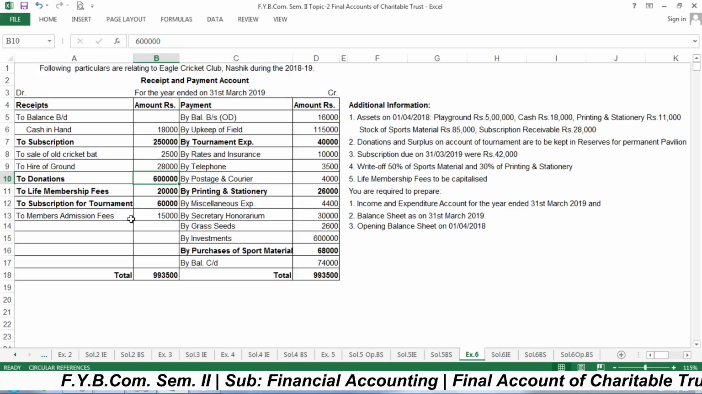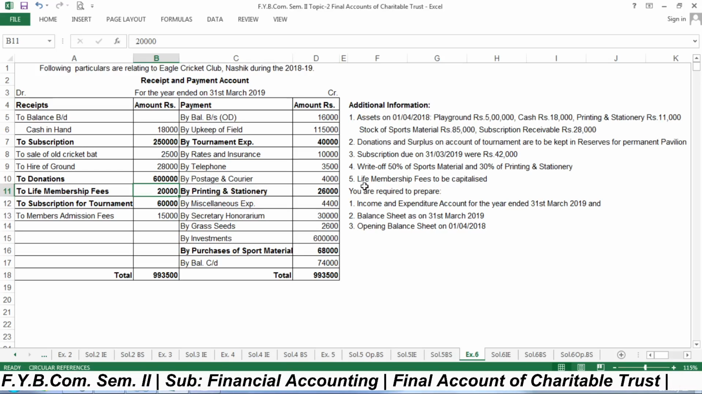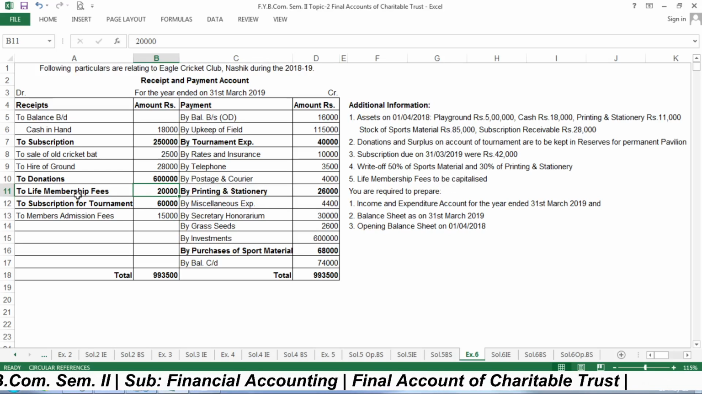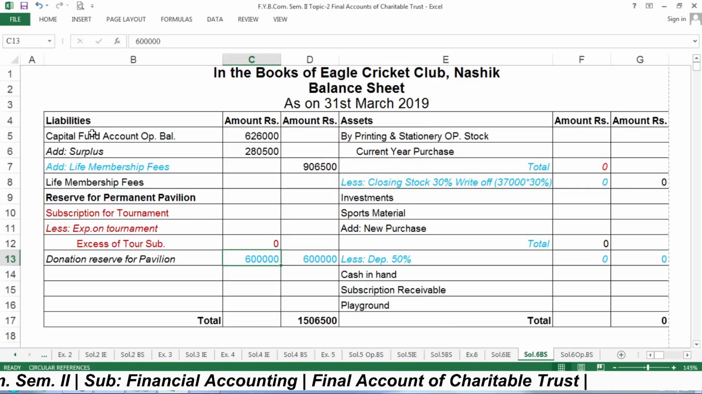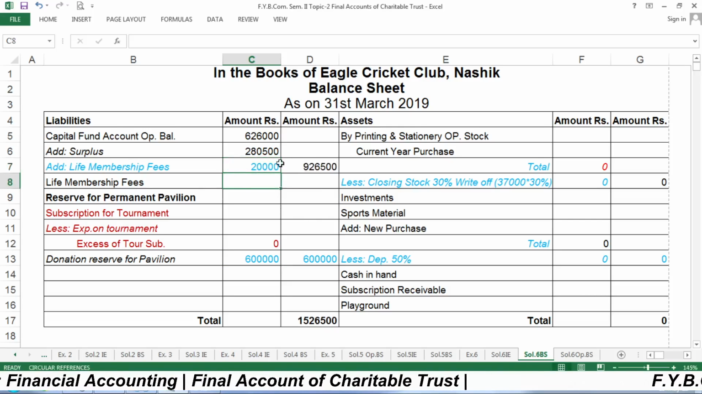After that, the next item is life membership fee of rupees 20,000. The adjustment of life membership is number 5: life membership fees to be capitalized. That means we have to add the life membership fee to the capital fund. On the liability side, we have capital fund opening balance 6 lakh 26,000, surplus we have to find out, and life membership fee of rupees 20,000. So I am writing here life membership of rupees 20,000, which will be added to the capital fund.